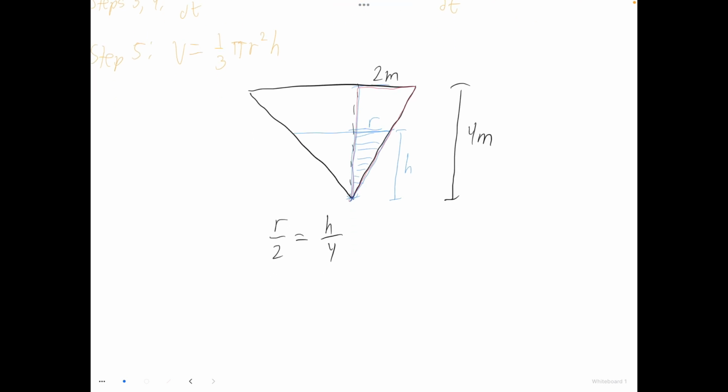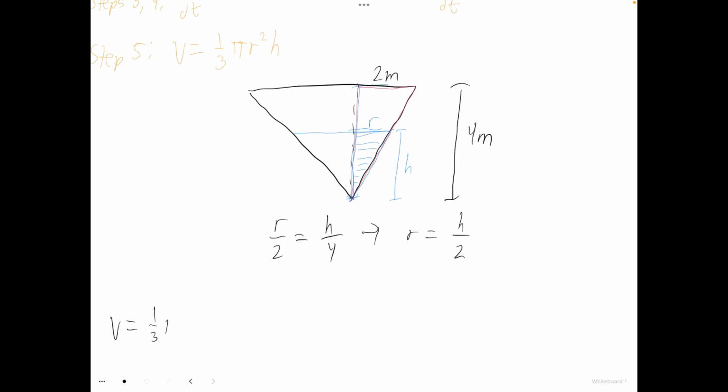But now we want to know how r is related to h, so I'm just going to multiply by 2. So that tells us r equals h over 2. So this gives us a relationship between r and h. And this relationship will always be true because as I fill up the water tank, we still have similar triangles. I didn't make any assumptions of how much water there was in the tank, so we always have that r equals h over 2. So we're going to plug that in to v.